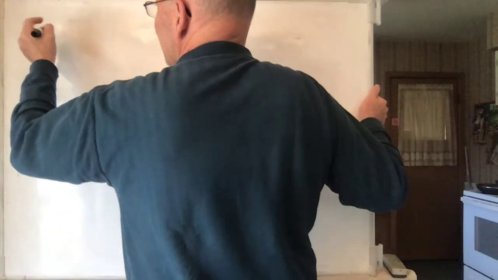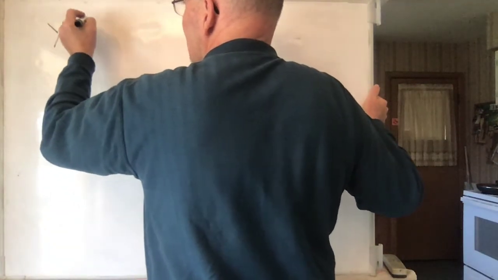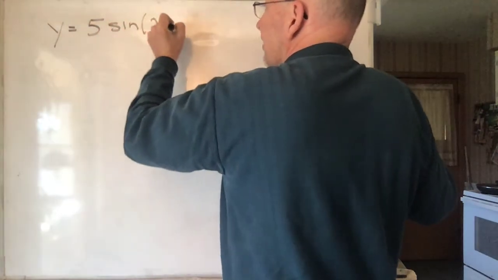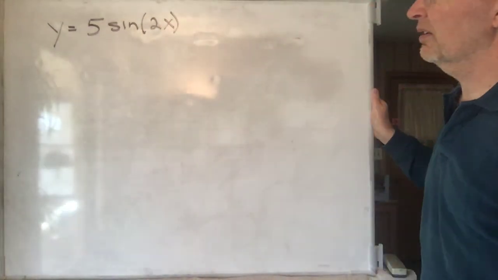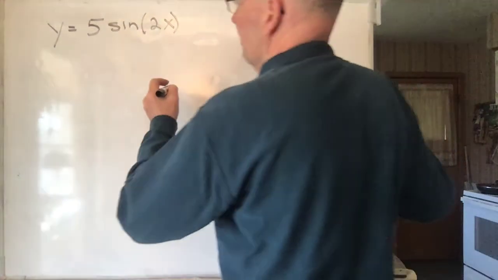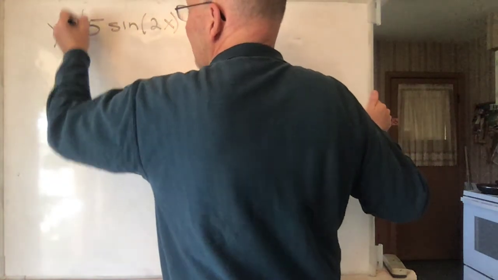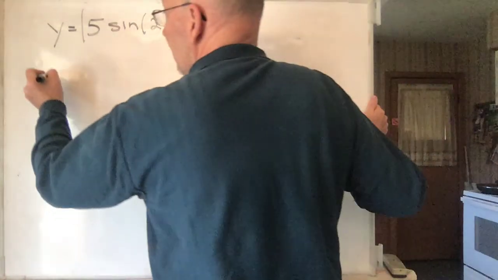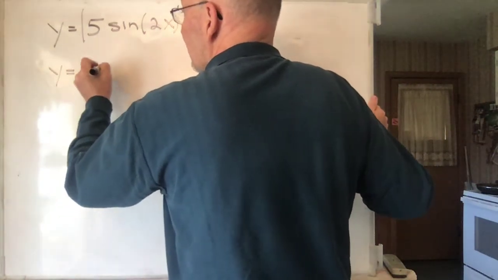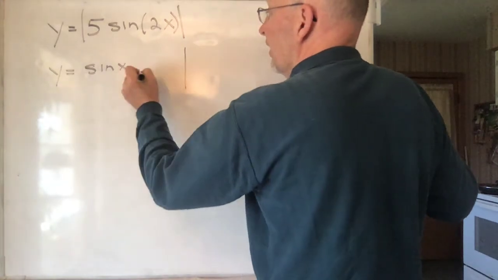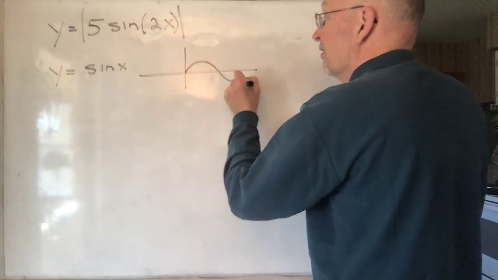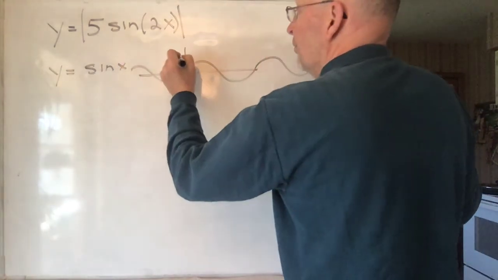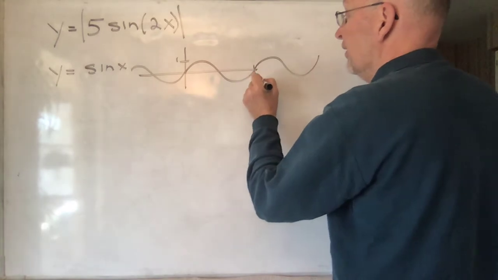What about y is equal to 5 times the sine of 2x? Okay. Oh, and let's make it even more interesting. Let's go absolute value of that. Okay, absolute value of that. So first of all, y equals sine of x. Recall that looks like this, where it goes up to 1 and it starts over again at 2 pi.